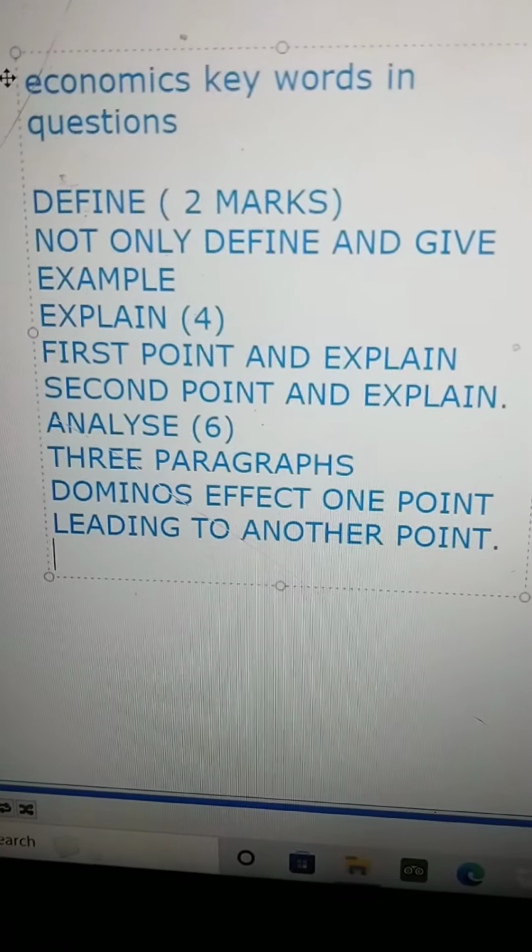Another thing, don't just list the points. They need you to explain them. So roughly, when you write a discuss question, it should come to 2.5 pages. That is an indication that you are writing enough for it. This is the least I'm telling you. If you write more, it will be great. 2.5 pages for the entire answer.